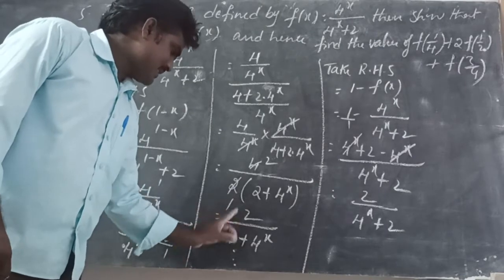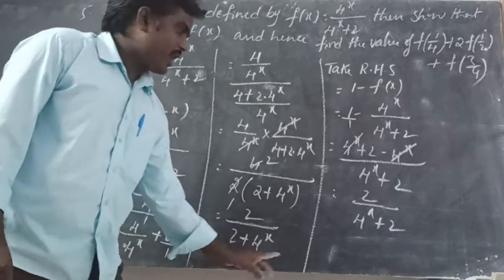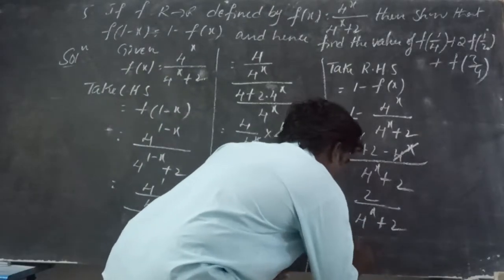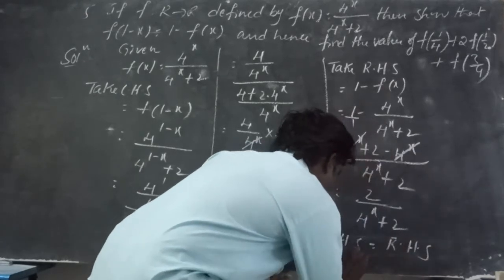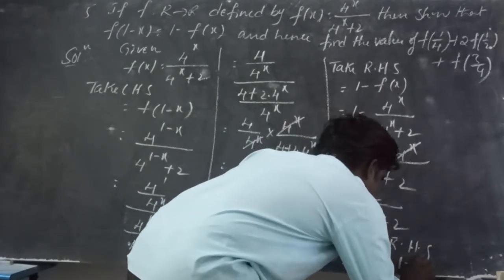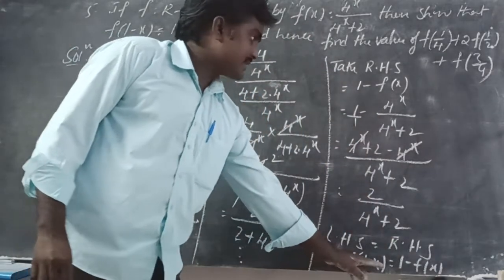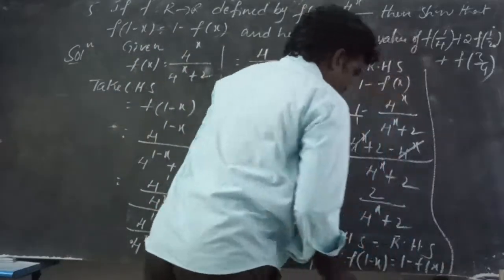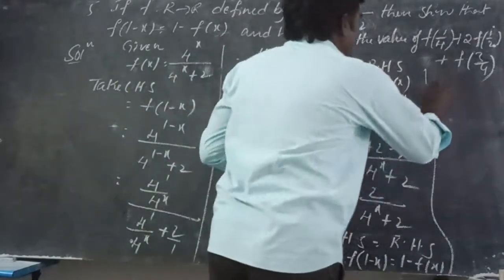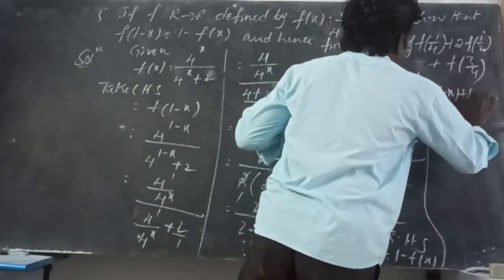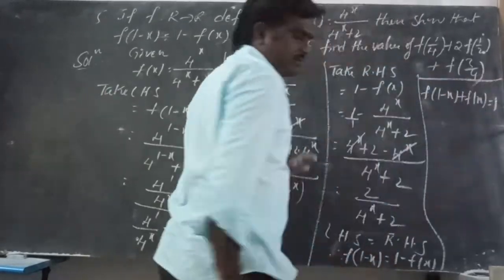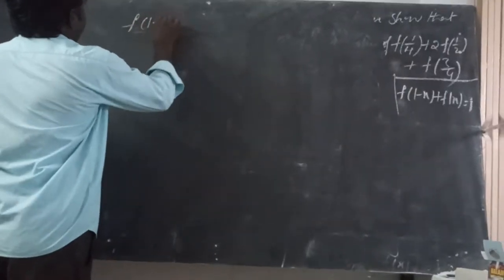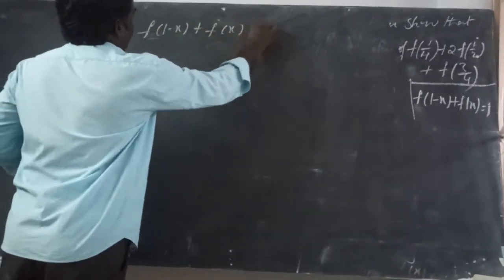In LHS you get 2 by 2 plus 4 power x. In RHS you get 2 by 4 power x plus 2. Okay, so LHS is equal to RHS. So therefore f of 1 minus x is equal to 1 minus f of x. Okay, so from this we can write, taking minus f of x to the other side as plus, f of 1 minus x plus f of x is equal to 1. From the proof, f of 1 minus x plus f of x is equal to 1.